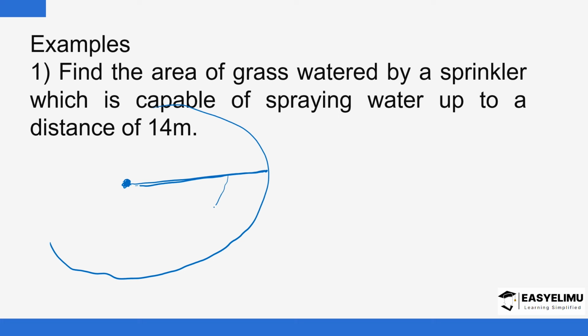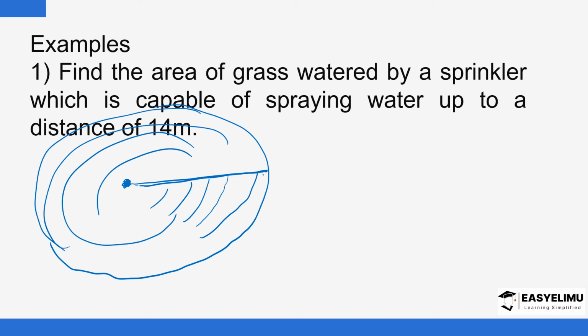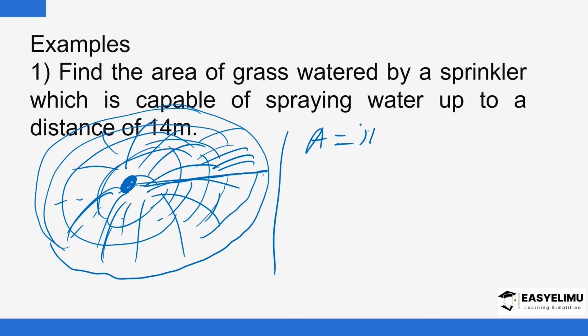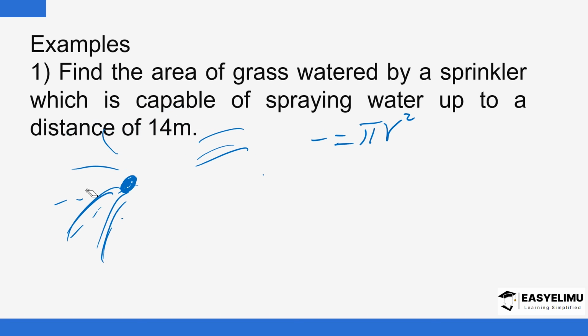So if you move this line here, it's going to trace this path, the whole of this path. So this sprinkler that is stationed here is able to sprinkle water through this, because we are told it's able to sprinkle water to a maximum distance of 14 meters. So the whole of this region will become circular. So it means in finding the area, we are going to use the pi r squared formula. You see. So let's see how you do that.